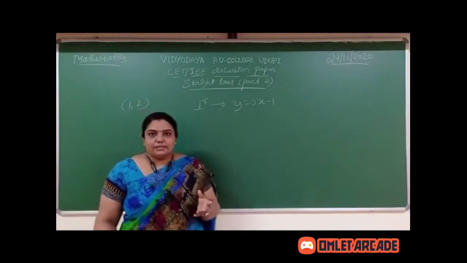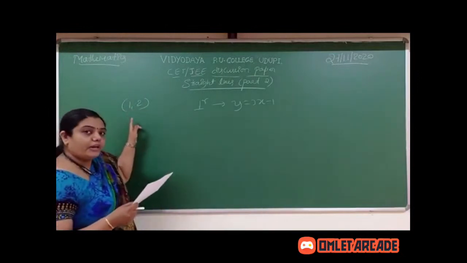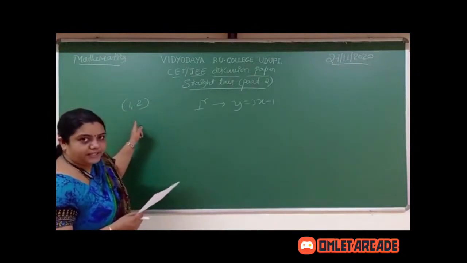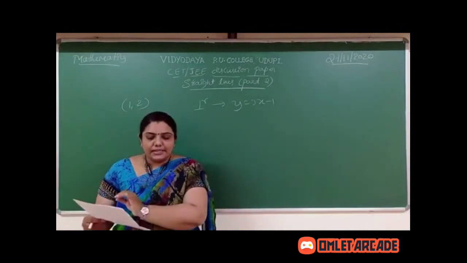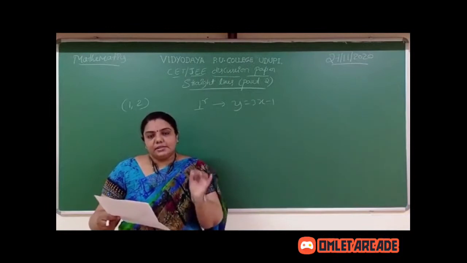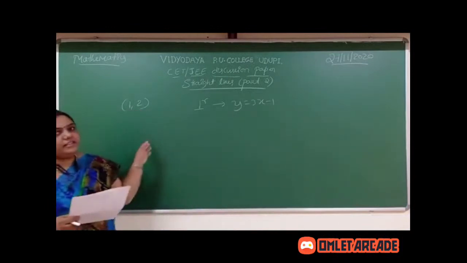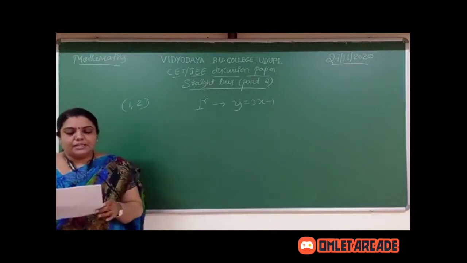First let me tell you one shortcut method. Just see, we have to find the equation of a line passing through this point, isn't it? See whether the point satisfies any of the equations given in the options. If it satisfies that equation, then that will be the answer. We'll try one shortcut method first.